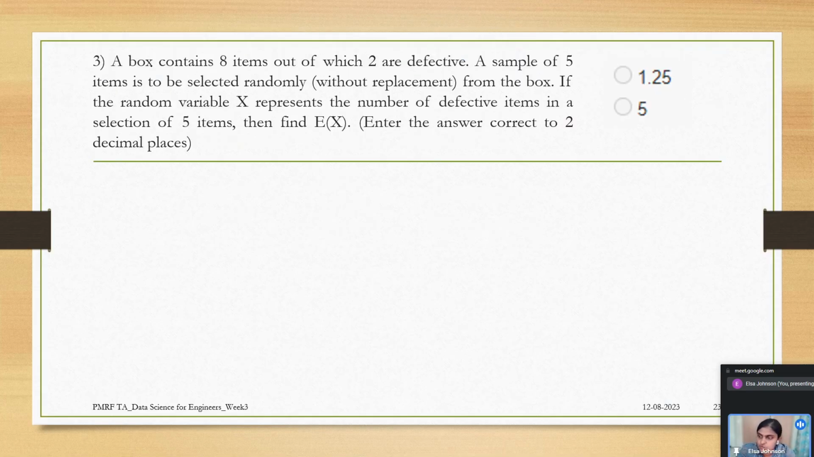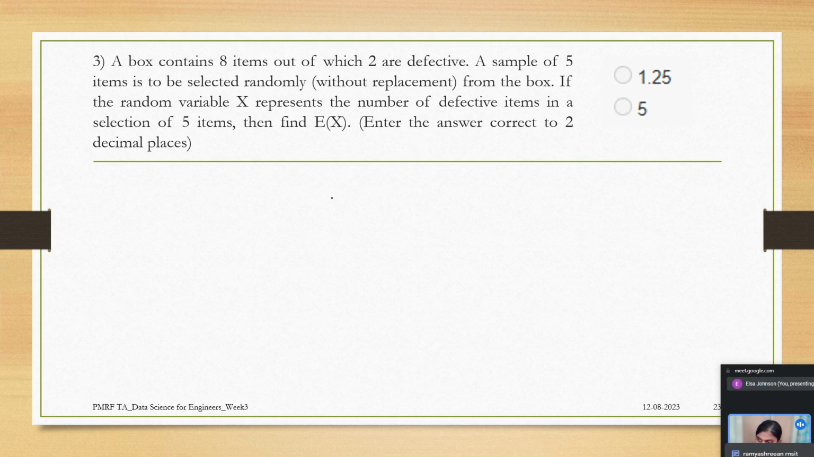Now we'll move on to the third question. So this is, you can get the answer right away. The box contains 8 items, out of which 2 are defective. Similar problem we have done earlier. A sample of 5 items is to be selected randomly without replacement.